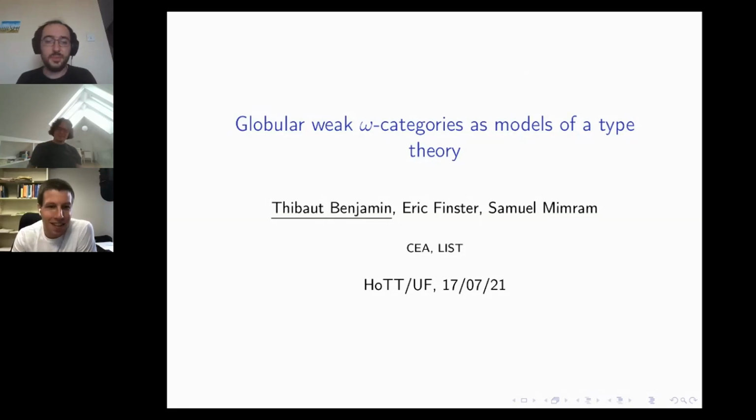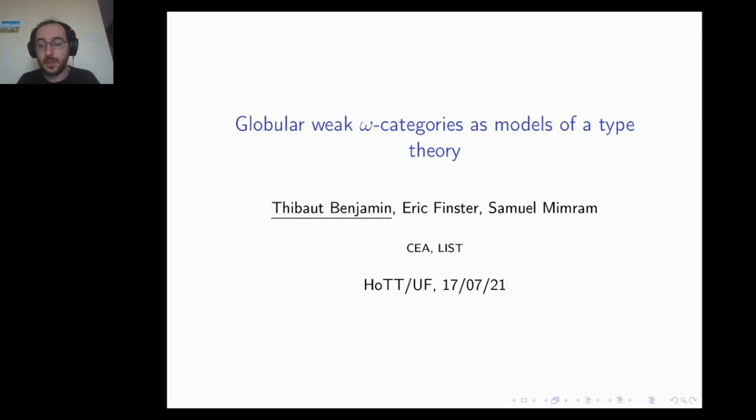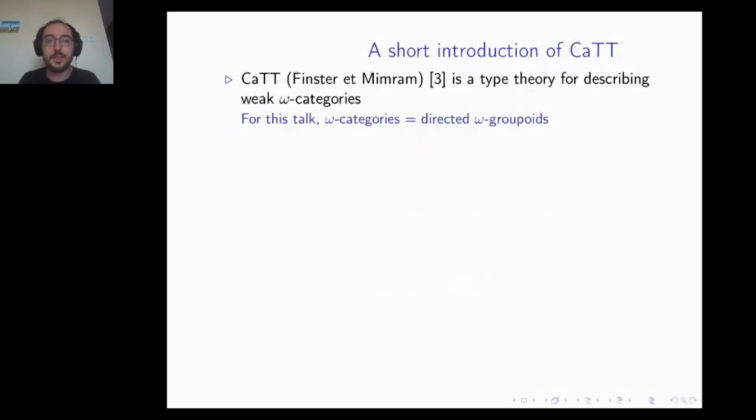Okay, thank you. So yeah, I will speak about the joint work with Samuel Mimram and Eric Finster. And this work is about a type theory that is called CAT. So I'll just give you a brief introduction of what it is. It's a type theory that was introduced by Finster and Mimram. And it's a type theory that is designed to describe weak omega categories.